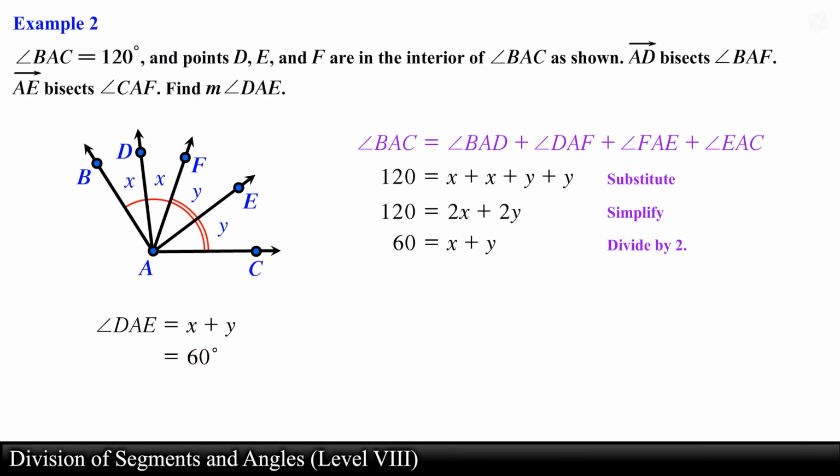Alright, and this wraps up the division of segments and angles video series. In our next video series, we will go over the basics of coordinate geometry.